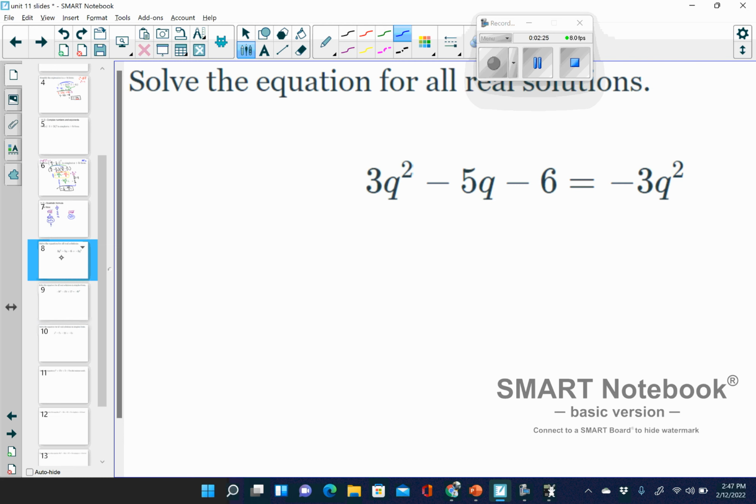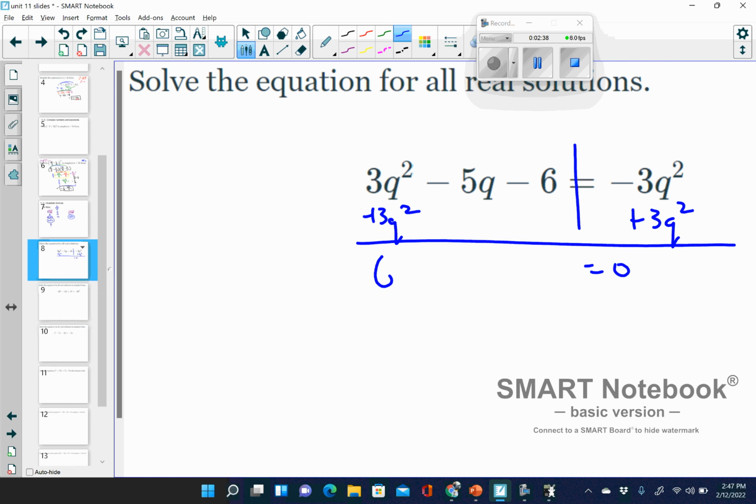So when we solve equations, first thing we want to do is get everything to one side. So I'm going to add 3q squared here. So plus 3q squared. So this is going to give me a 0, which is what I want. So I'm going to get 6q squared minus 5q minus 6. If you try to do AC method here, it would not work.